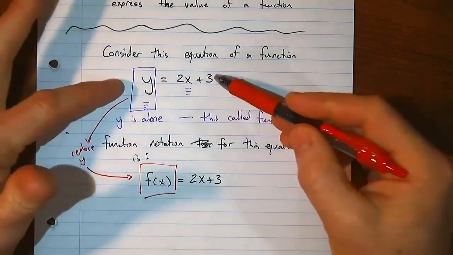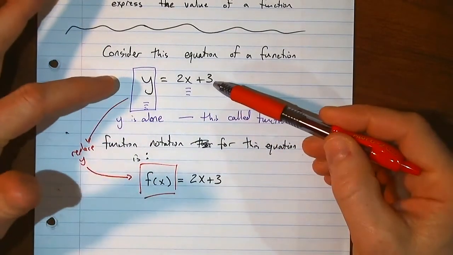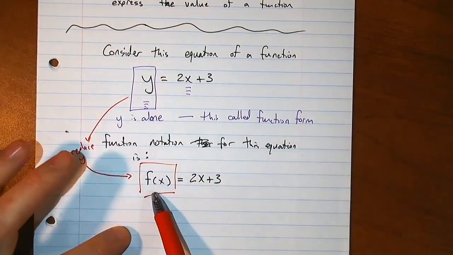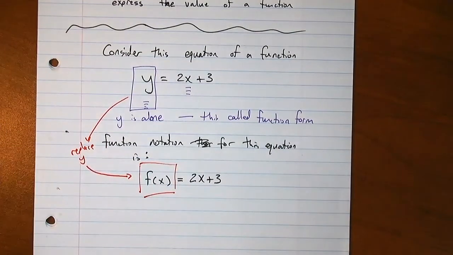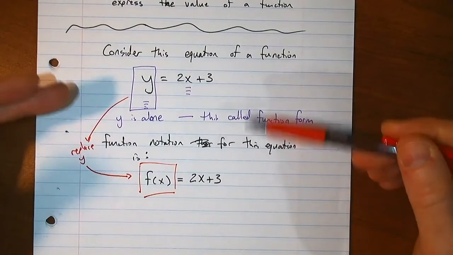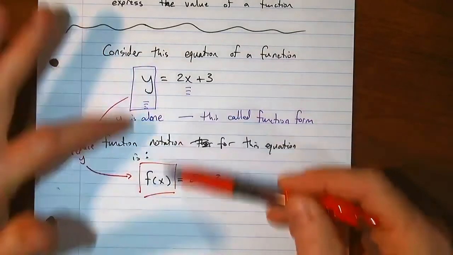That's the reason why we call this function form, because it's almost function notation. And it's easy to see how to turn this into this. You're going to replace the y with this stuff. Now, what is this stuff? Well, that's the purpose of this video. So we're going to get to that. But this is just recognizing what function notation is. It's a simple equation where I've replaced the y with this stuff.